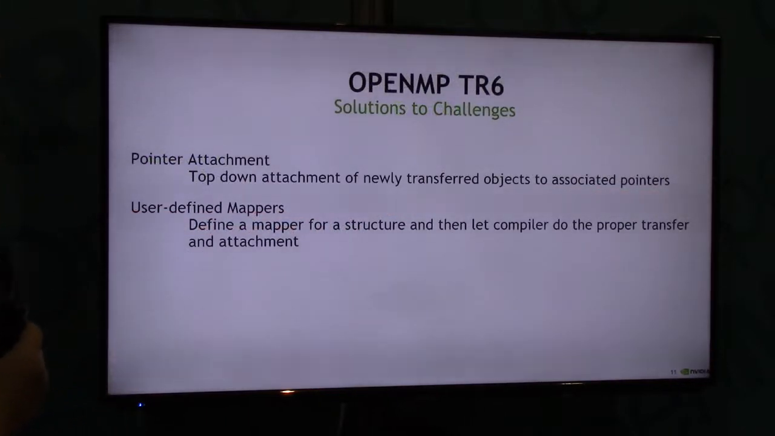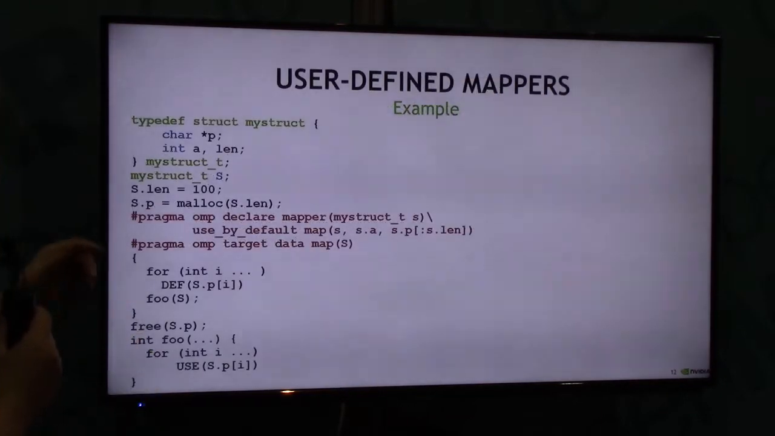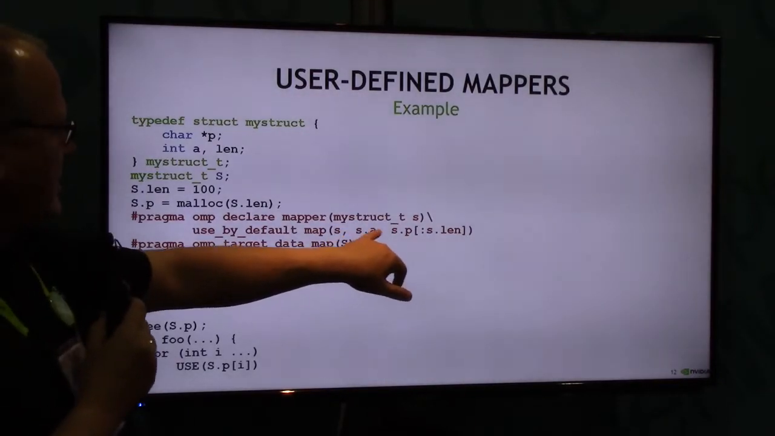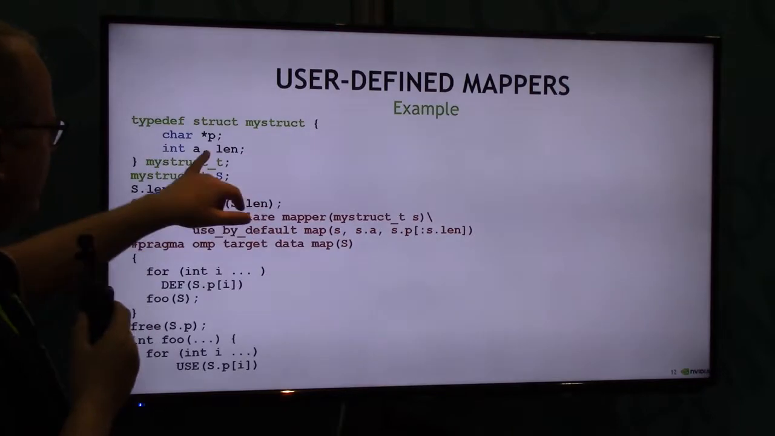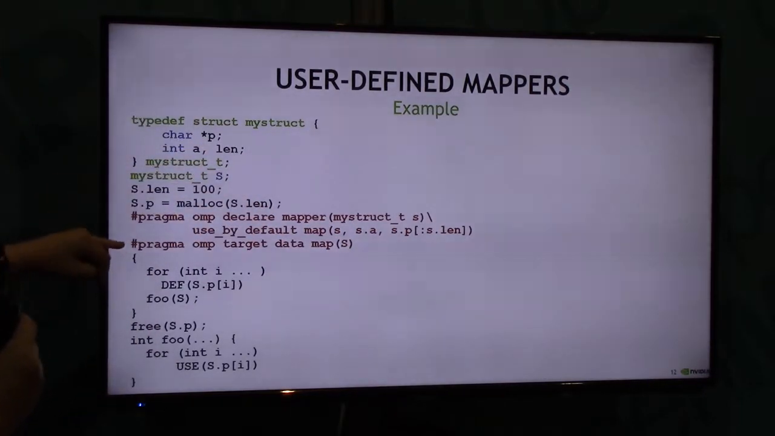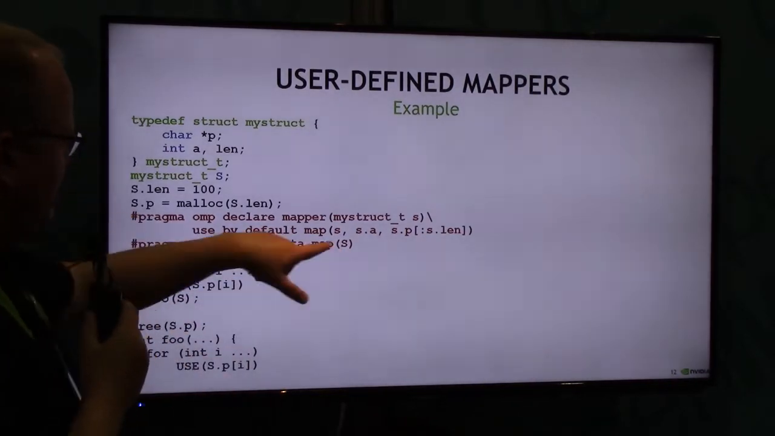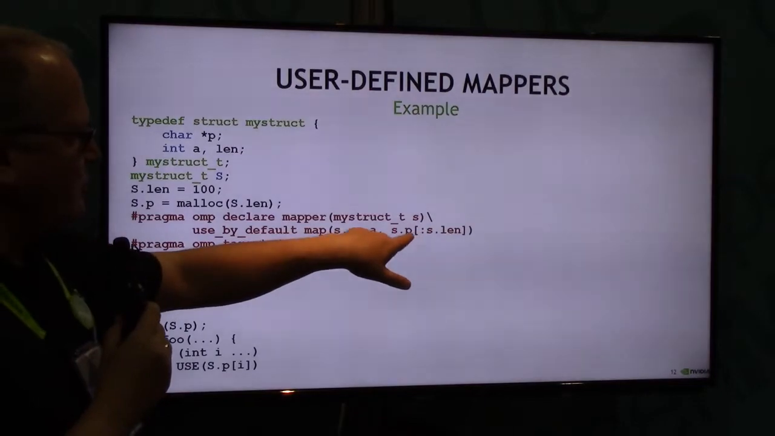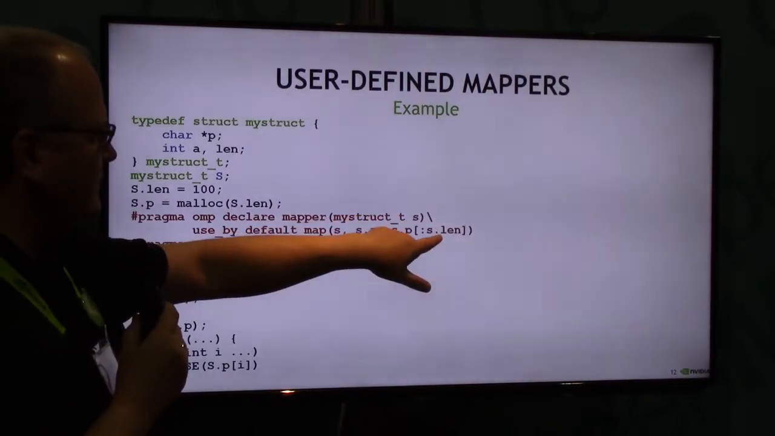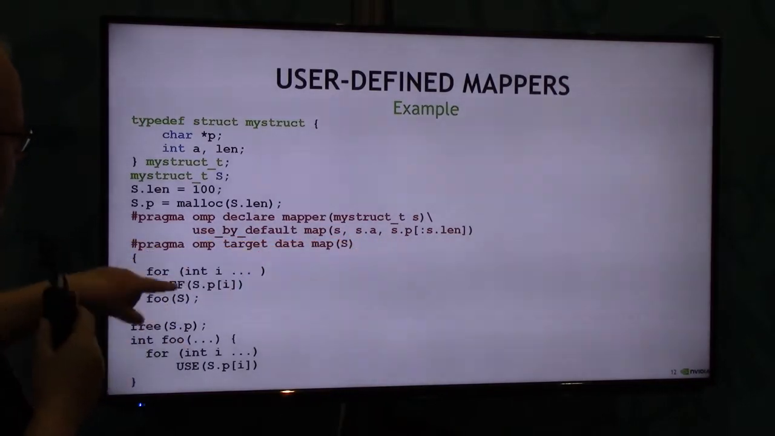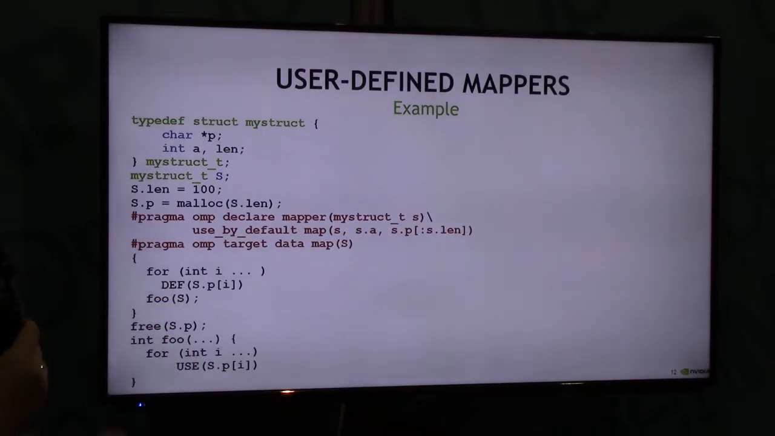All right, UserDefinedMapper. So this is yet another more powerful way of doing what I just showed you. And so now we can declare a mapper. And this mapper says map s.a, map s.p, use length. So we have all this fancy thing. Then when we do map s, all that's going to happen here is s will be mapped, s.a will be mapped, s.p will be mapped, s.length will get first privatized. Then the s.p is going to be attached so that when you do this call, it will be the proper address again. And when you free, everything gets undone properly.